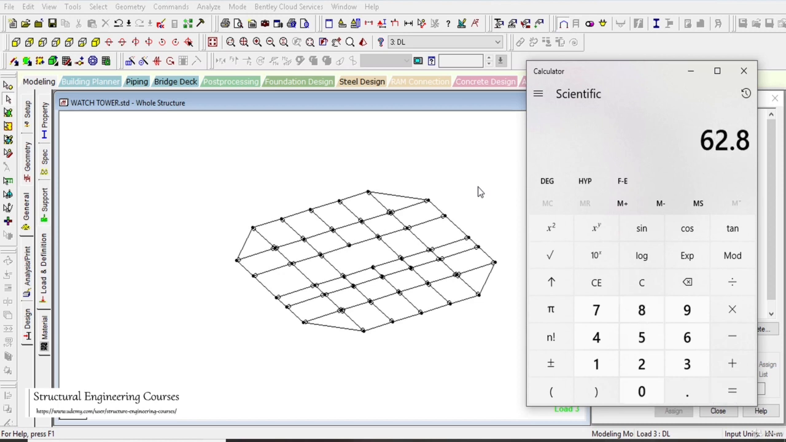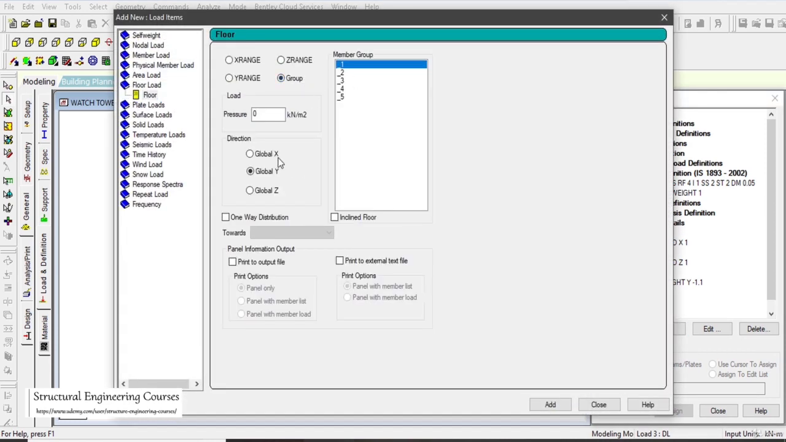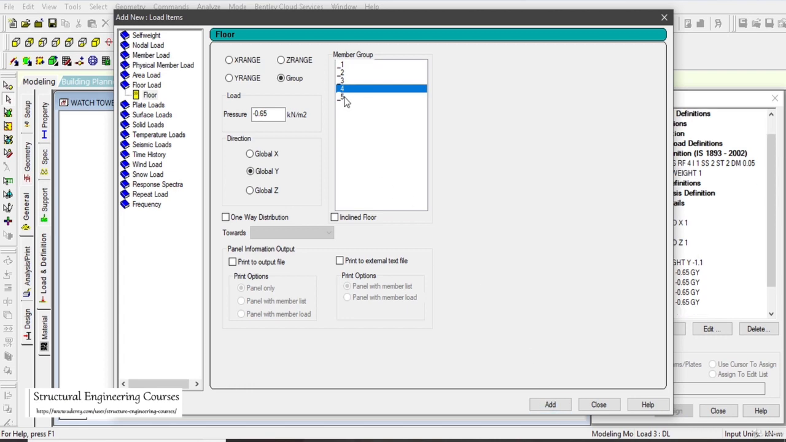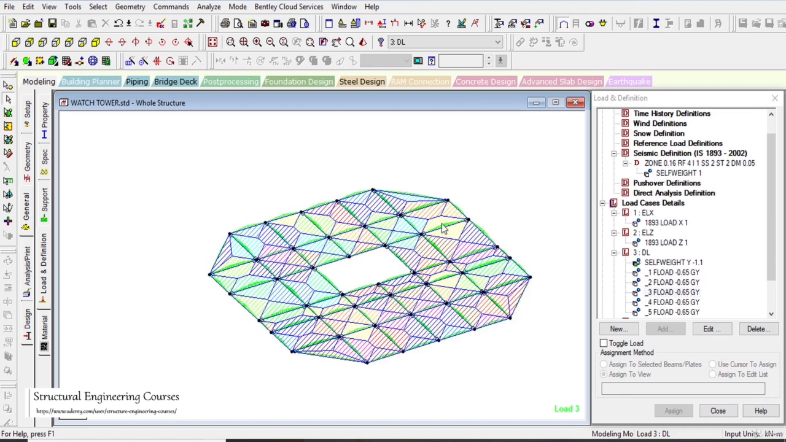So this is 62.8 kg per meter square, that is 0.63 kN per meter square, or we can enter 0.65 kN per meter square. So we can left click on add here, floor load group, we can enter -0.65 here, left click on add, then again add 3, 4, and 5, and when we left click here we can see that the loading is applied everywhere else but not on this particular part here.